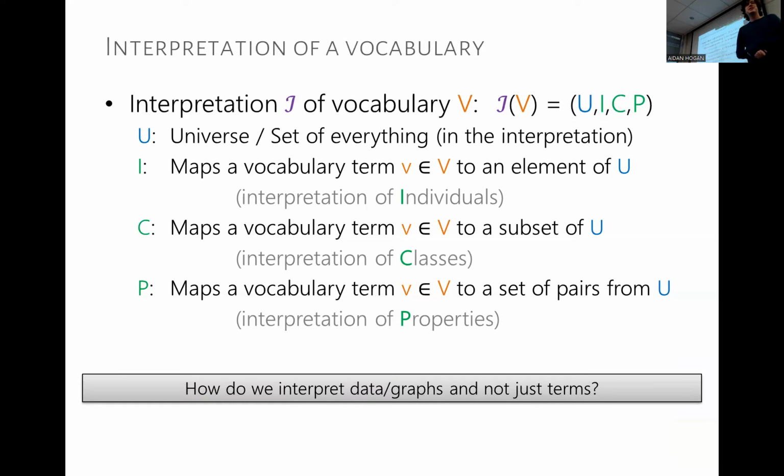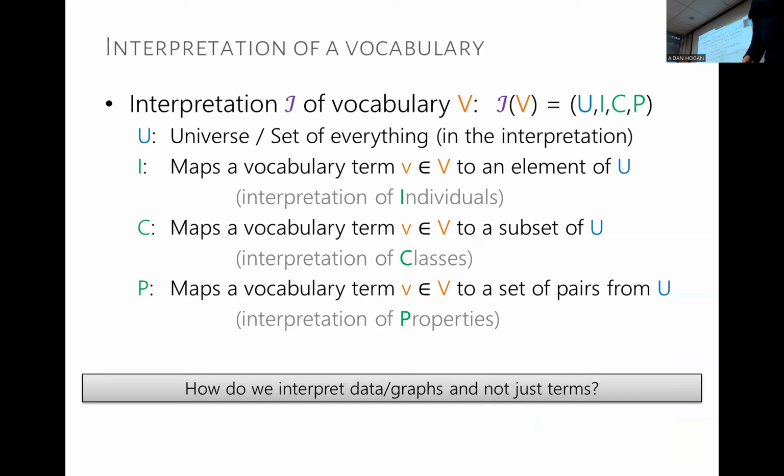Any questions, or is that kind of abstract? We'll get to see soon how we define all the stuff we saw in the last class using this notion of interpretation. So how do we interpret data graphs and not just terms is the next question. So here, all we're doing is taking one term, which might be an individual, a class, or a property, and mapping it to something in the universe.